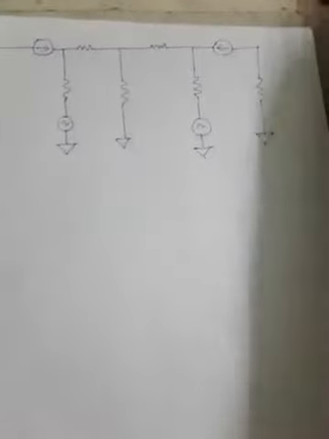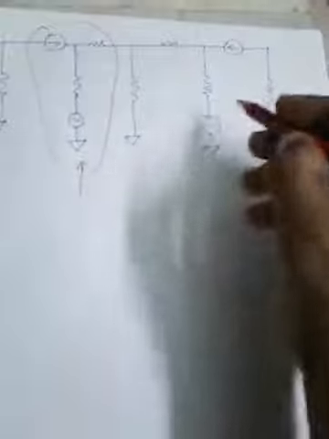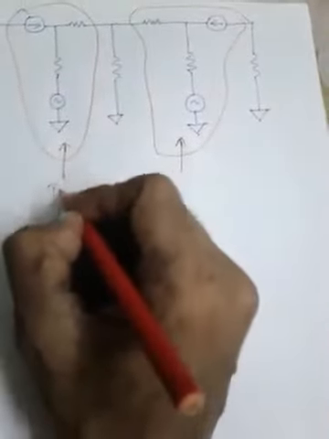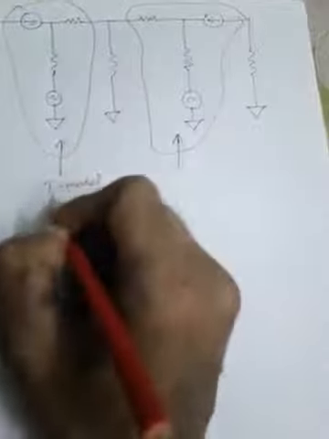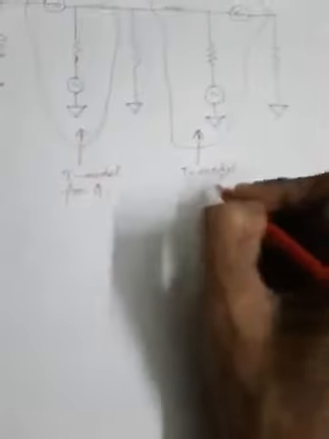Now this was the main part of the transistor, of the two transistors. Now this is the T equivalent model, this portion for Q1, like the previous case, and also this was for Q2. This is the T model for Q1 and this is the T model for Q2.